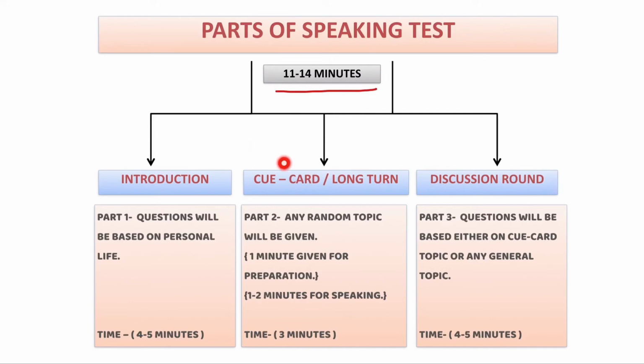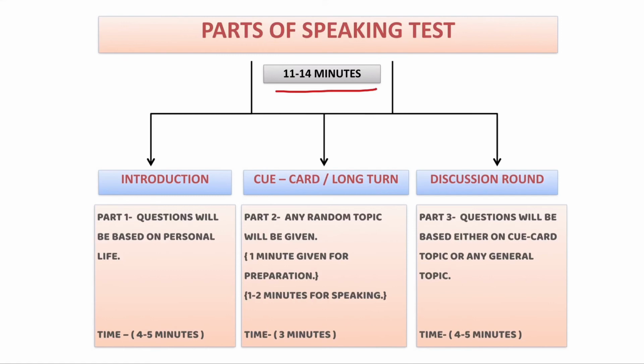Then when it comes to cue card, that's called a long turn as well. Here any random topic will be given to you, just one topic will be provided to you, and on that topic first you will be given 1 minute for preparation, because obviously when any random topic is given to you it's very hard to just speak on that topic. So it's better that you get 1 minute. You can prepare all the things which you need to speak after that 1 minute, and you have to speak for 2 minutes on that particular random topic. So this is all about the cue card.